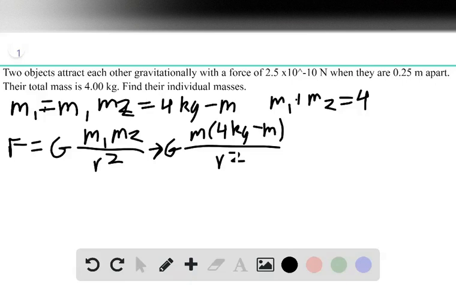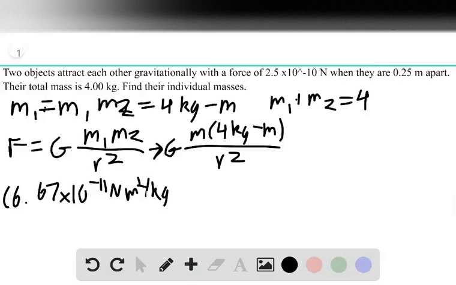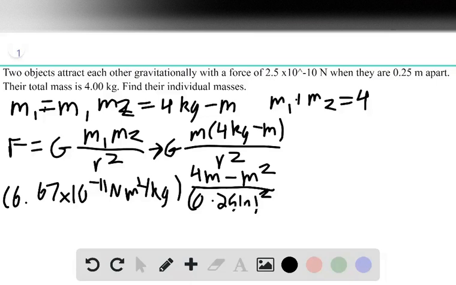So now we multiply m to the 4 and the m squared, and we end up with the gravitational constant, 6.67 times 10 to the minus 11 newton meters squared per kilogram squared, times 4m minus m squared over r squared, 0.25 meters squared, and that is equal to 2.5 times 10 to the minus 10 newtons. That's given in the problem.